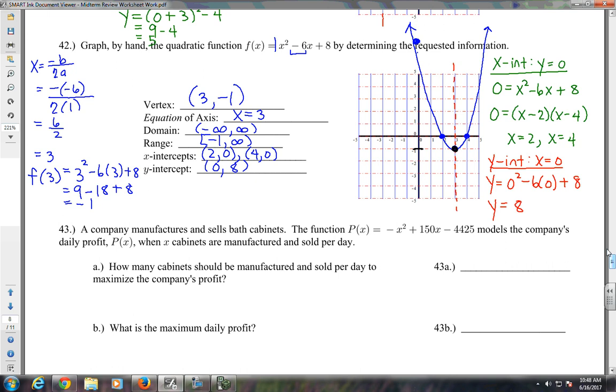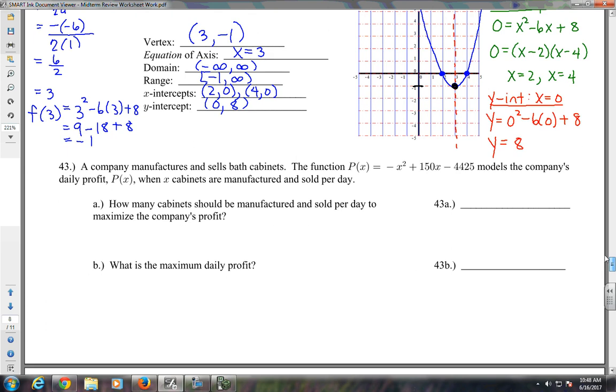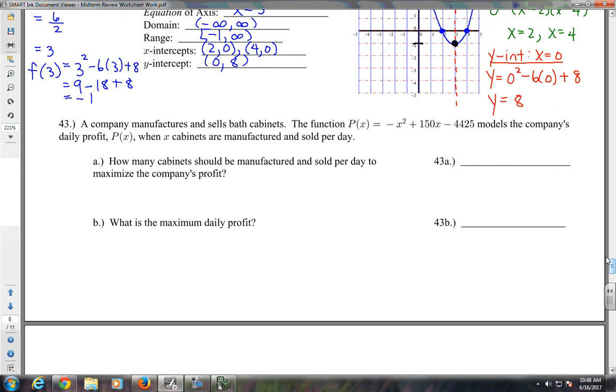Okay? You are almost there. One more problem and you are going to be good to go for your midterm exam. Number 43 says a company manufactures and sells bath cabinets. The function p(x) models the company's daily profit, p(x), when x cabinets are manufactured and sold per day. So let's just make a note. x is the number of cabinets. p is profit. We are measuring dollars.